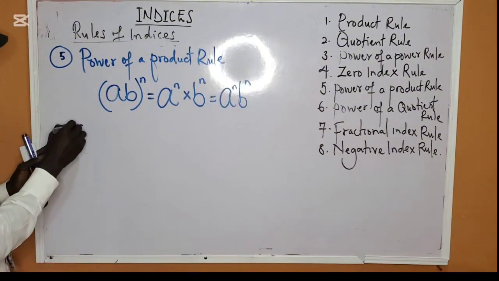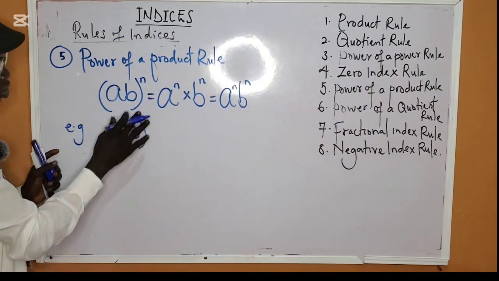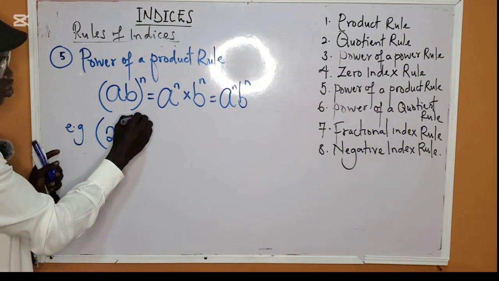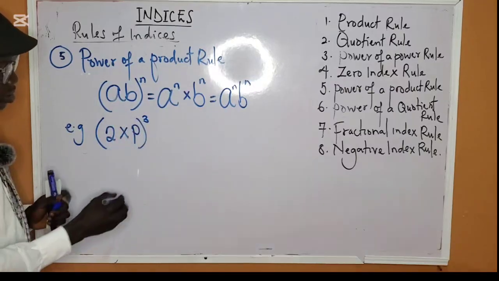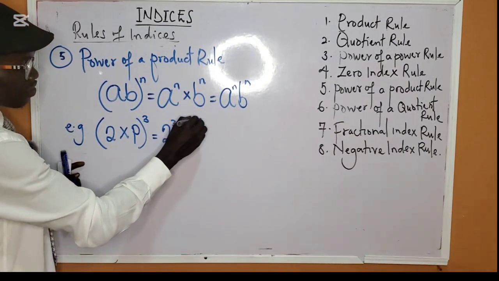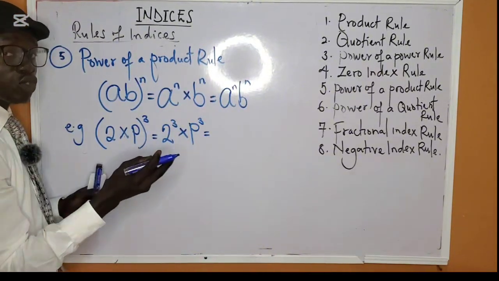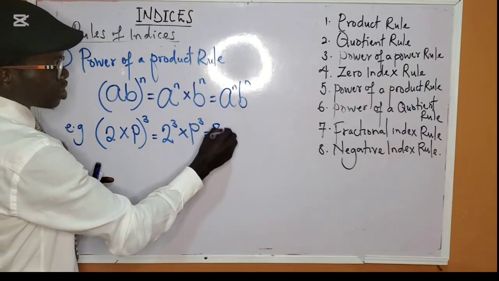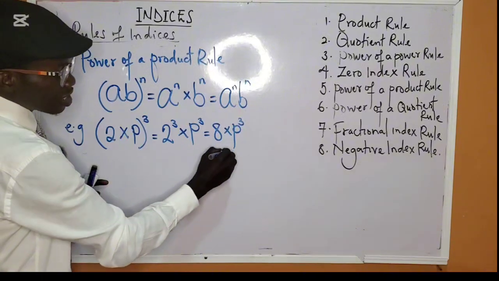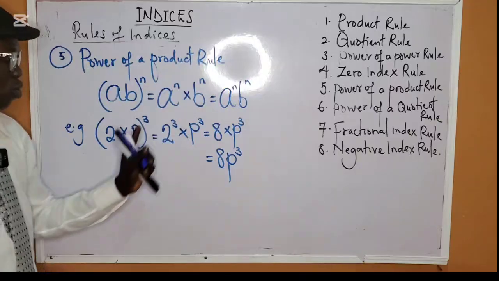Okay, let's take an example. If I have 2 multiplied by p, all raised to the power of 3, that will be 2 raised to the power of 3 multiplied by p raised to the power of 3. And that will give us 2 raised to the power of 3, that is 2 multiplied by 2 multiplied by 2, which is 8, multiplied by p raised to the power of 3. Therefore, our answer is 8p cubed. That's how the power of a product rule works.